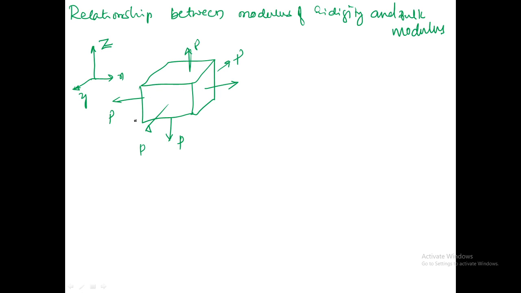Now, as you know, if the load is acting in one direction, it is going to cause two types of strain: one is a lateral strain, another one is a linear strain. Now let us consider the stress in the x direction. I will write the stress in x direction.